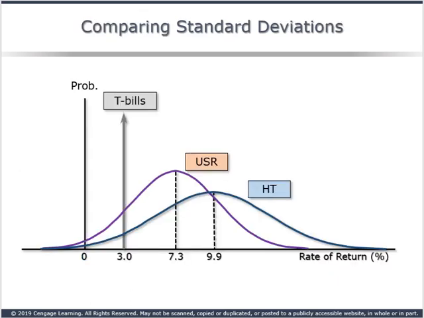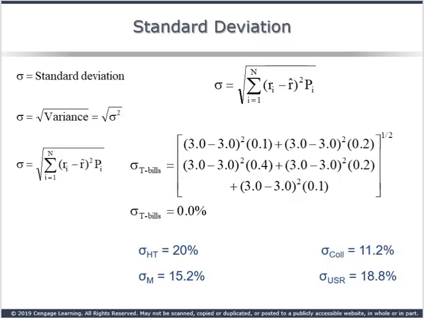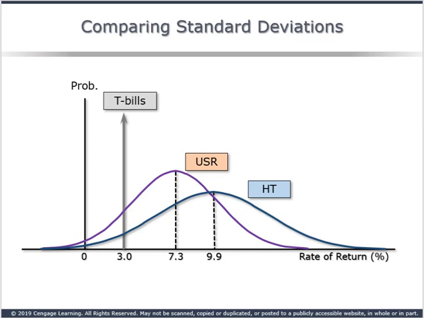And so if we were to graph these out, we would see that for US Rubber, USR, there's the expected return of 7.3%, but then there's the standard deviation, which pushes the curve out. USR had a standard deviation of 18.8%, HT had 20%, and so we see that the curve is flatter for HT, meaning that the tails are further out.